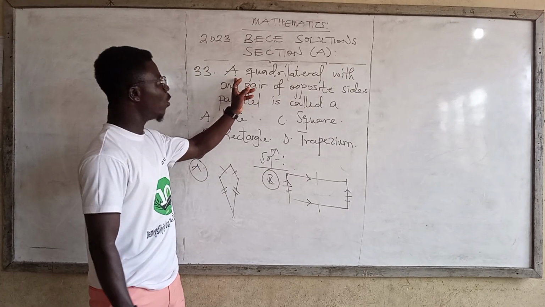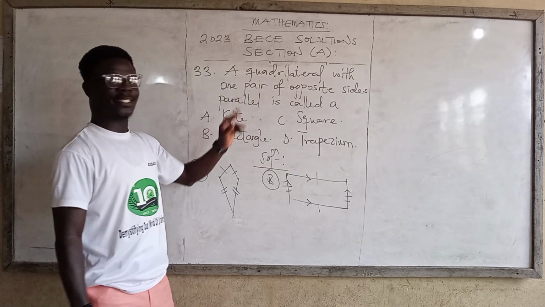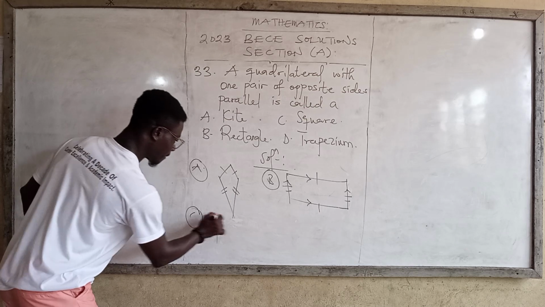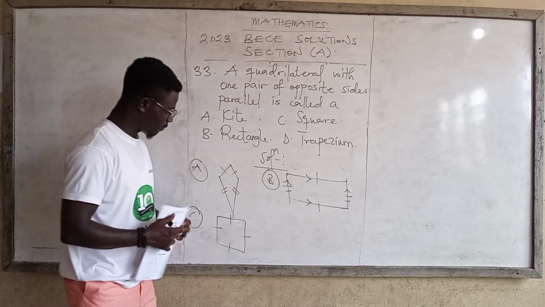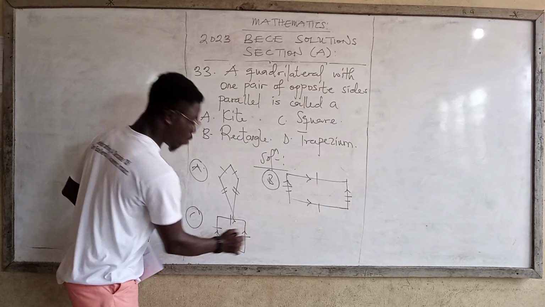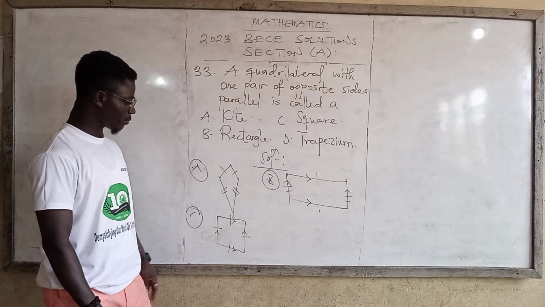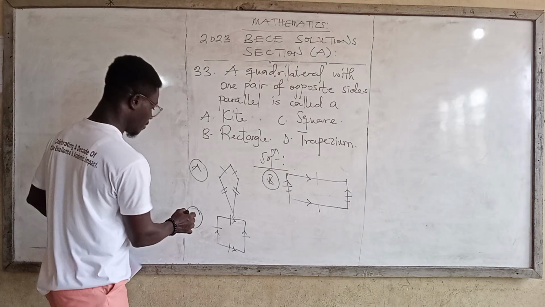But here the question wants what? A quadrilateral with one pair of opposite sides parallel, right? So let's see C, square. The same property as a rectangle. So all sides are equal for a square, but opposite sides are parallel. So all sides equal, then opposite sides parallel.